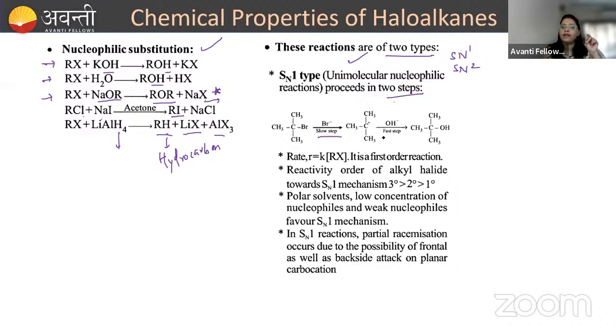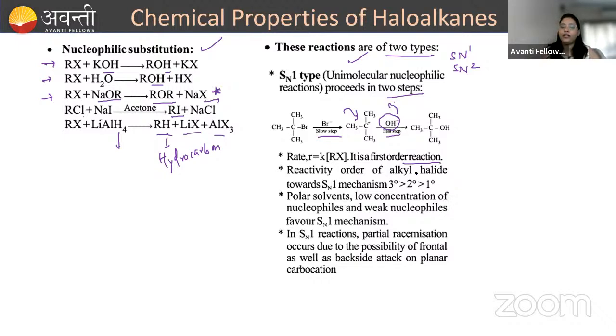The first step is a slow step and the second step is a fast step. In the first step, a carbocation is formed, and after that the carbocation gets attacked by the incoming nucleophile. So here the rate of the reaction depends only on the concentration of what? Our reactant molecule, and that's why this reaction is first order in nature.